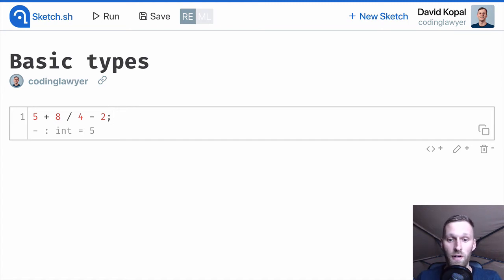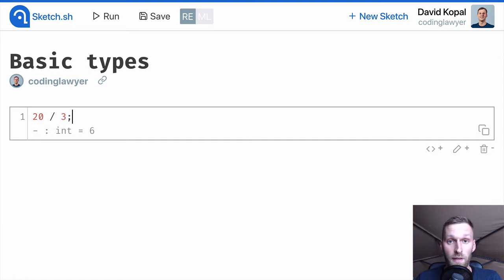Now, what if we try to divide 20 by 3? Now we got 6. And you need to remember that this is integer division, which means that the result of this evaluation gives you an integer and no decimal point. So the result is 6.